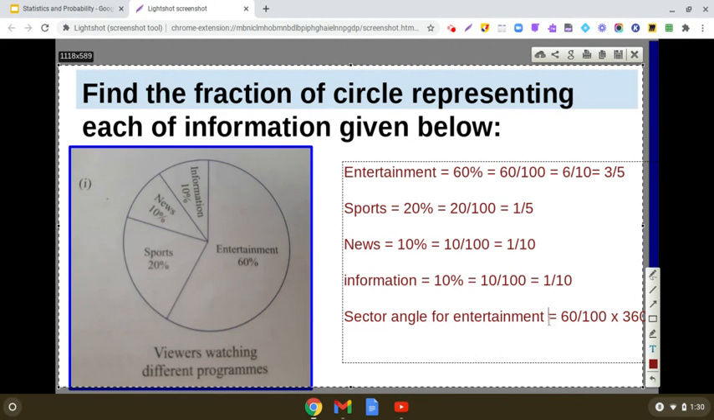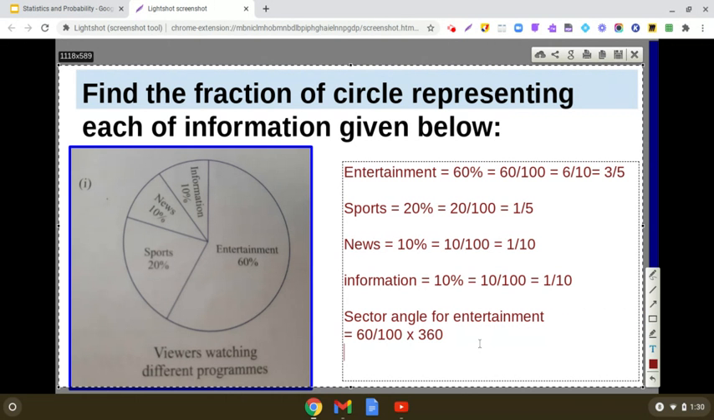So the answer comes out to be, yes, simplify and tell me. Yes, give me the answer. The sector angle for entertainment. Similarly, you can find the sector angle for the other components which are given in this. So this comes out here to be 216 degrees.